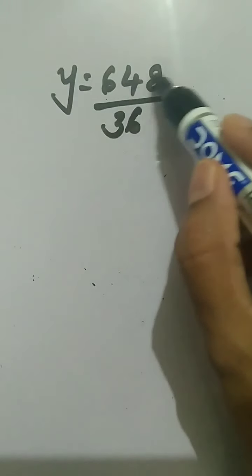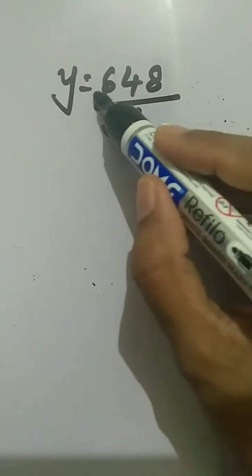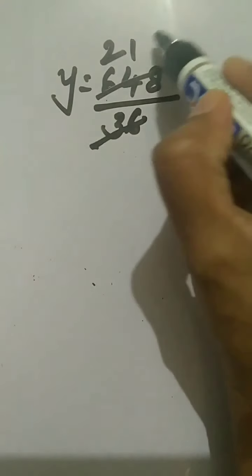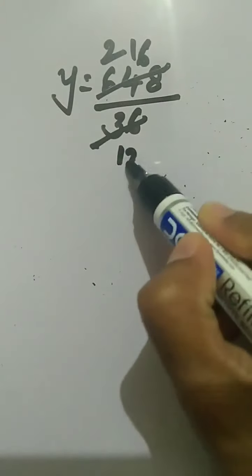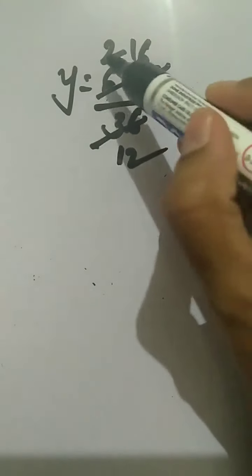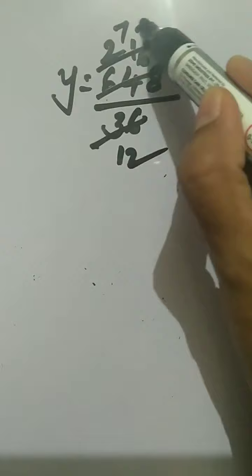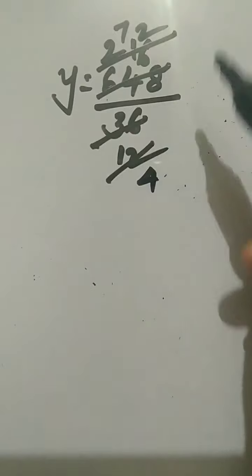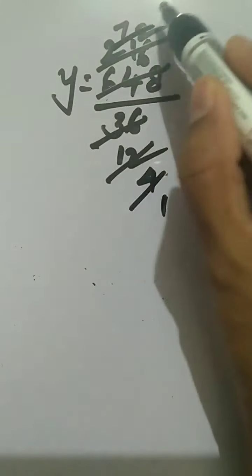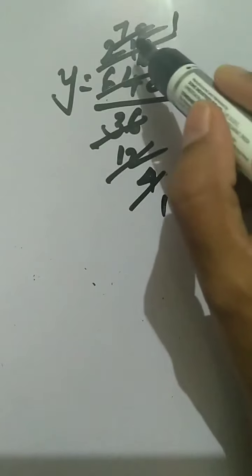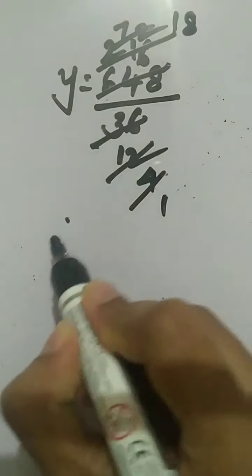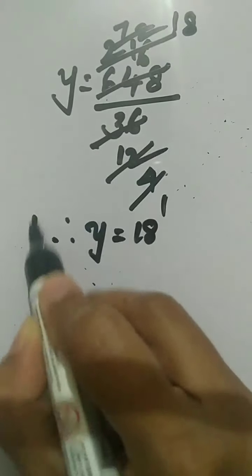Six plus four, 10, 10 plus eight, 18. So this will go in 3's table. 3 2's are 6, 3 1's are 3. Then 3 6's are 18. 3 1's are 3, 3 2's are 6. Again goes in 3's table. 3 7's are 21, 3 4's are 12. Now this will go in 4's table. 4 1's are 4. 4 ones are 4, 7 minus 4 is 3. 3, 2, 32. 4 eights are 32. So you got y is equal to 18.